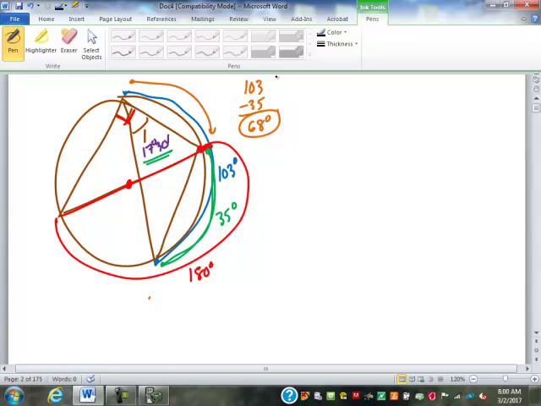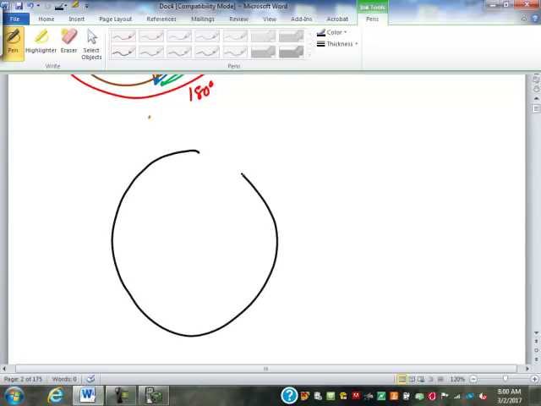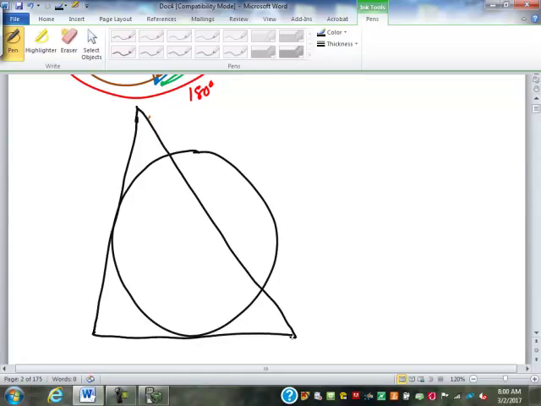Pick another one. 16? Ooh, that one's a pretty one. Not sure if I'm going to be able to draw that one. That's close enough there, I guess. What's that?